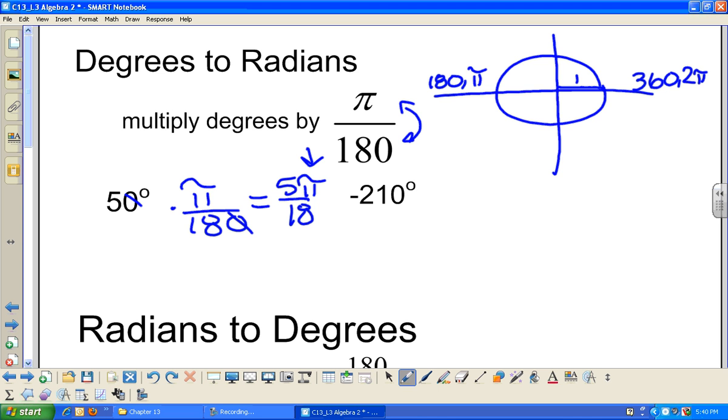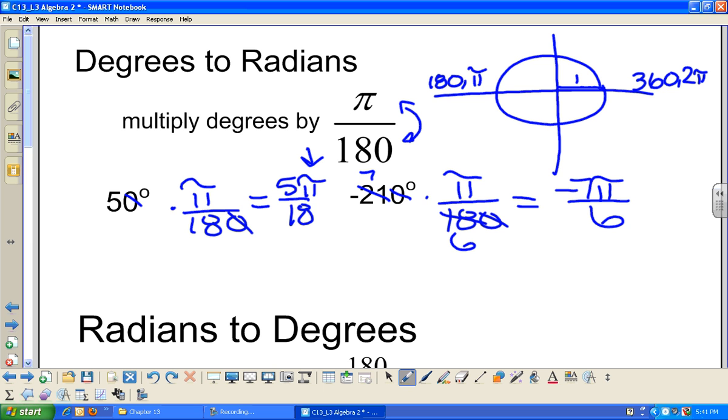So if I have 210, I multiply that by pi over 180. Again, I can cross out the zeros, and both of these are divisible by 3. So my radian measurement would be 7 pi over 6.